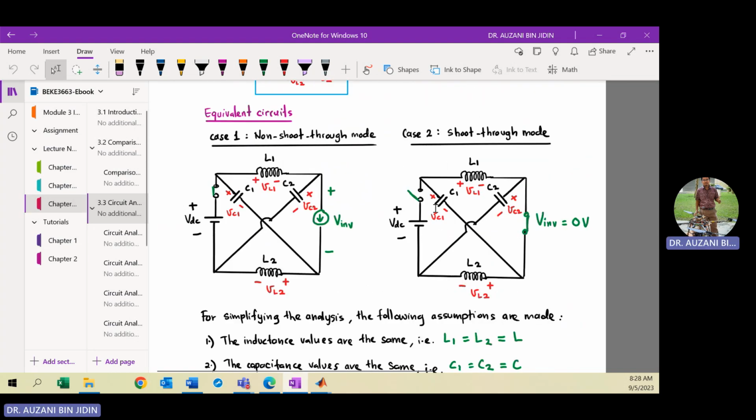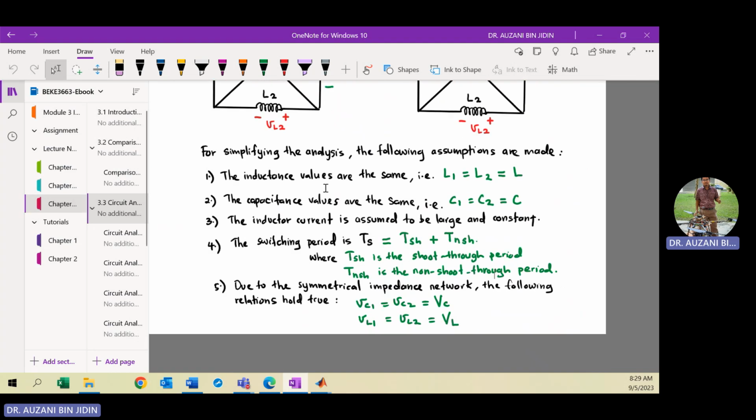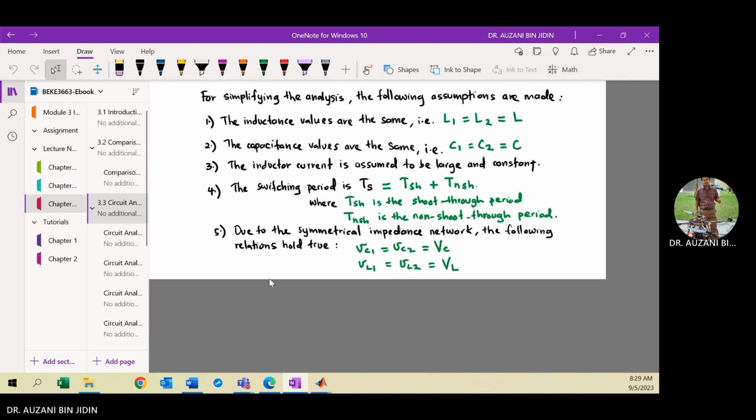And for shoot through, the diode is in reverse bias, so here it is an open circuit. Because the leg of the inverter is shorted, you can represent the two terminals as a short circuit, and V inverter will be 0. Because top and bottom switches of one or more legs are turned on at the same time, that is why here will be short. You need to apply this assumption in order to simplify the analysis and derive some equations.